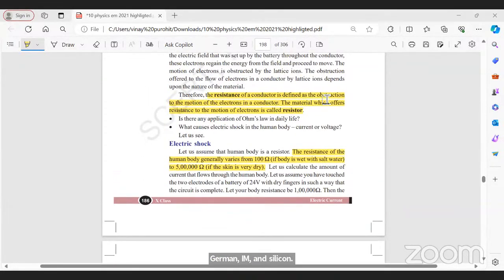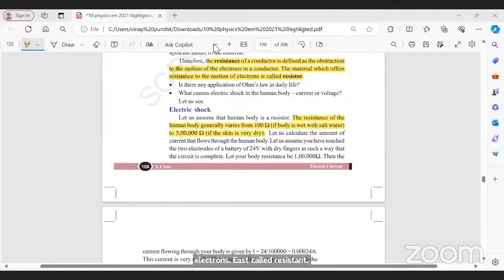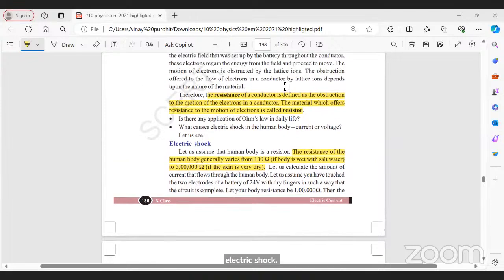Next, the resistance of a conductor is defined as the obstruction to the motion of the electrons in a conductor. The material which offers resistance to the motion of electrons is called a resistor. These important points will be asked in the exam, so please concentrate and underline the points. The resistance of a conductor is defined as the obstruction to the motion of electrons in a conductor. The material which offers resistance to the motion of electrons is called a resistor.